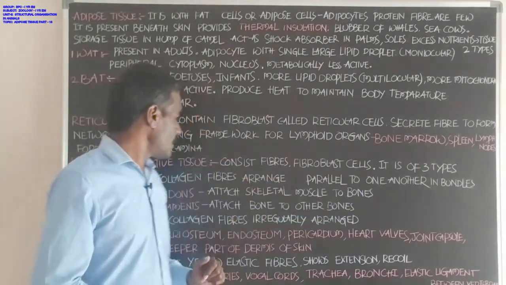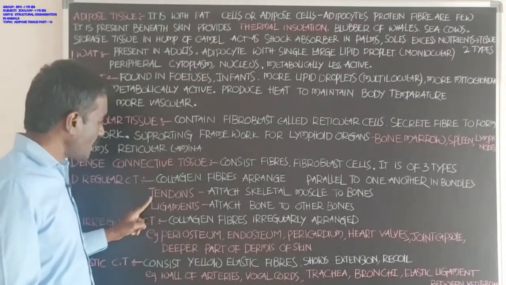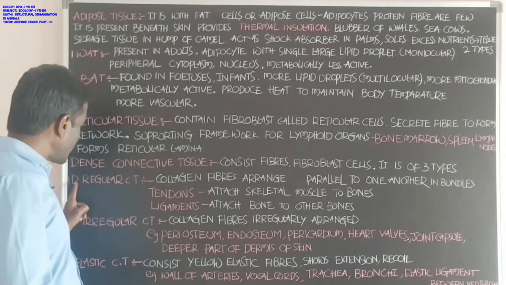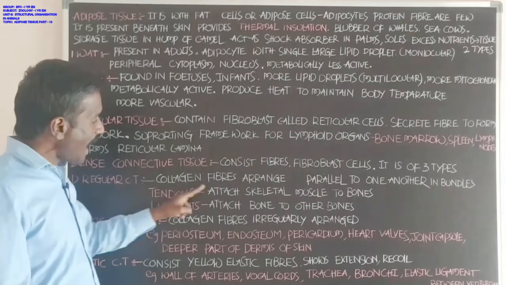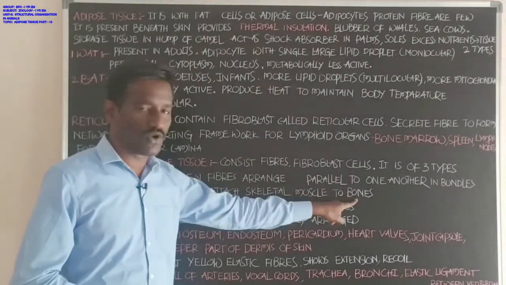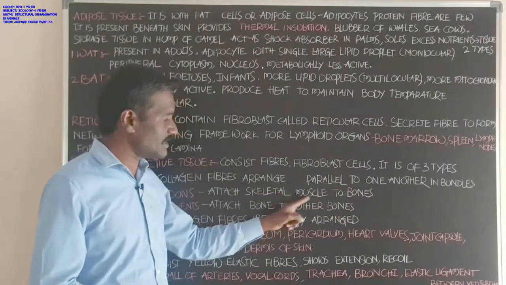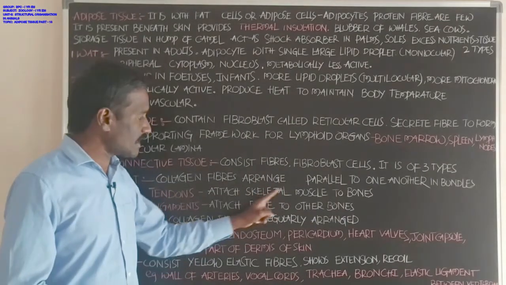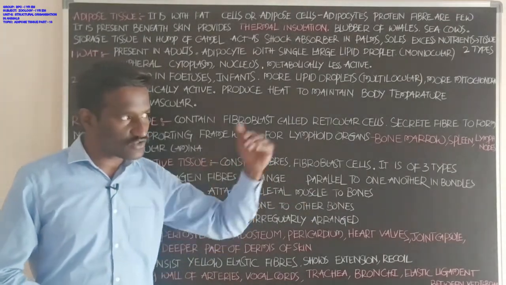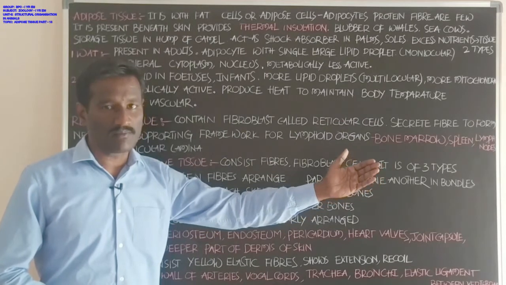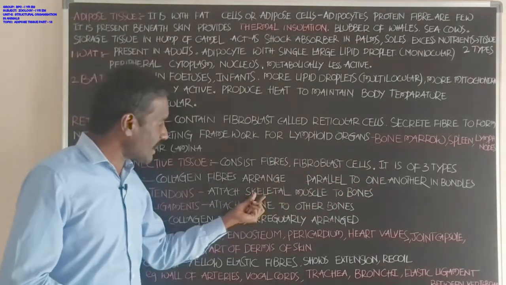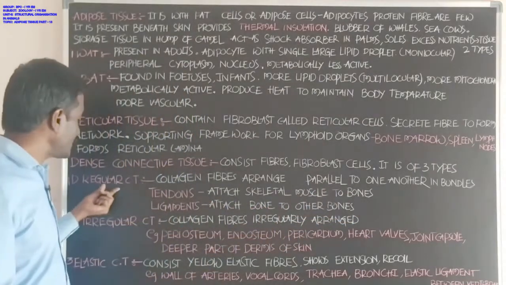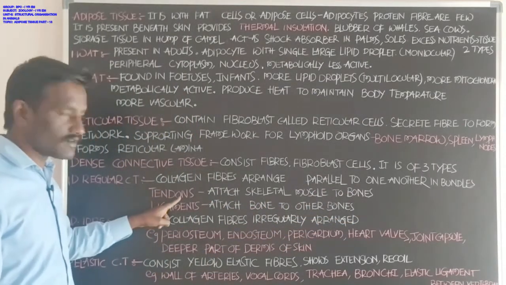Okay, students. Next, what about the tendons and the ligaments? A tendon is dense regular connective tissue that attaches skeletal muscle to bone. Students, skeletal muscle means the muscle that attaches to the bone. Muscle attaches to any part of the bone in the body, and that is called skeletal muscle. Skeletal muscle is attached to bone by the help of the dense regular connective tissue called tendon.